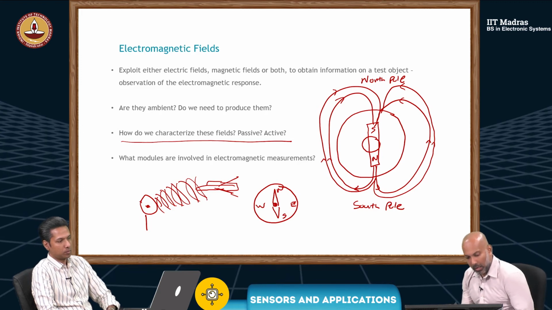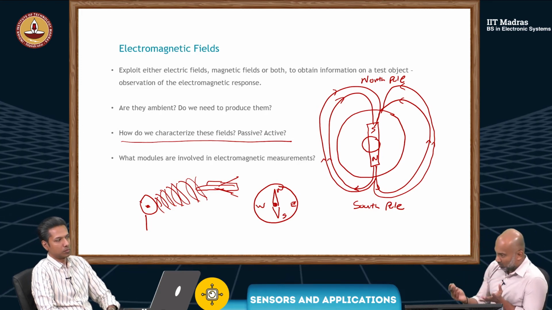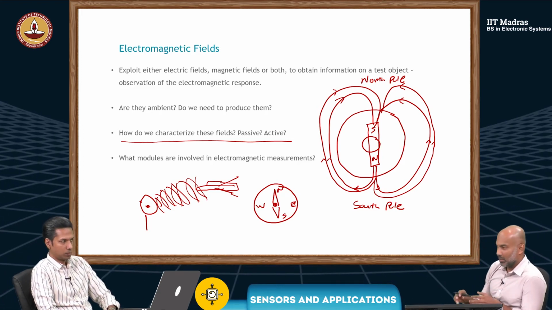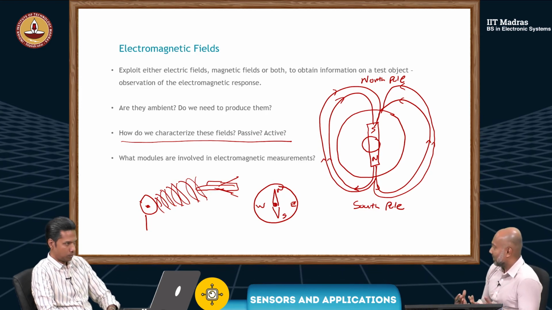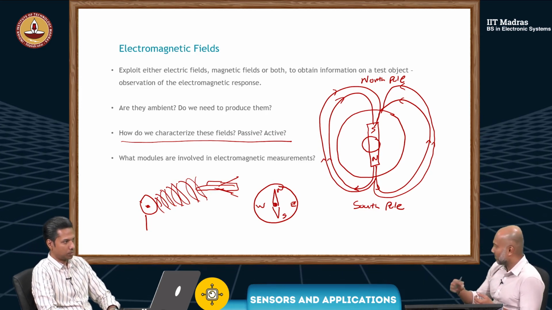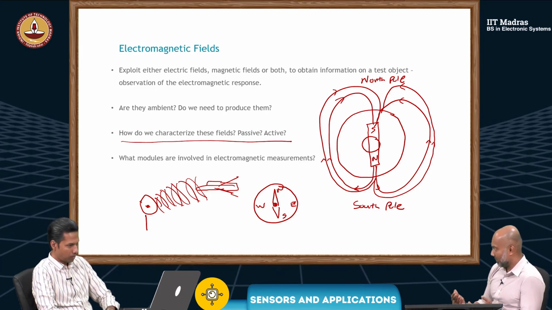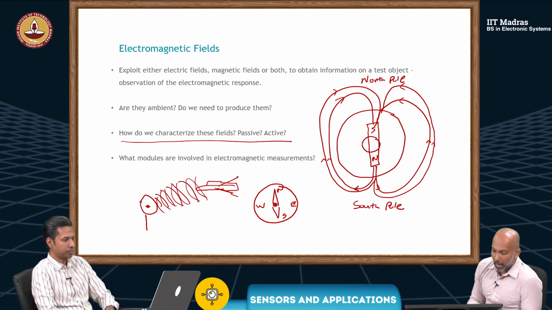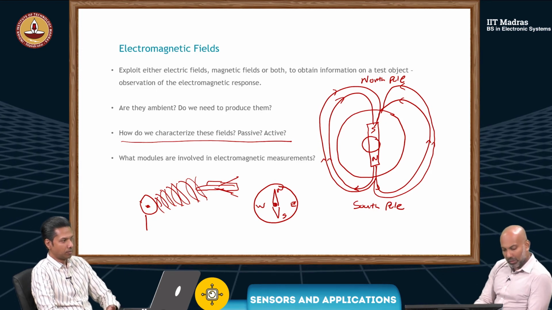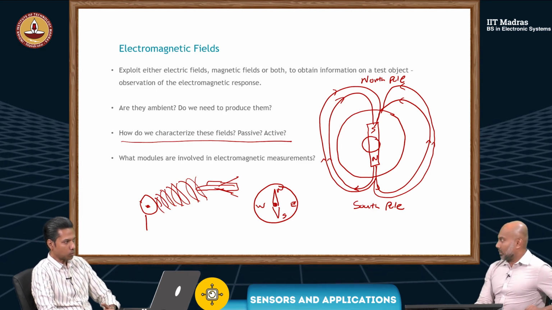Okay, so it can be ambient, can be active. As you said, we can also produce our own electromagnetic fields: have a few turns, send the current, and create an electromagnetic field. So both. Okay, so then what kind of modules are involved in electromagnetic sensing?